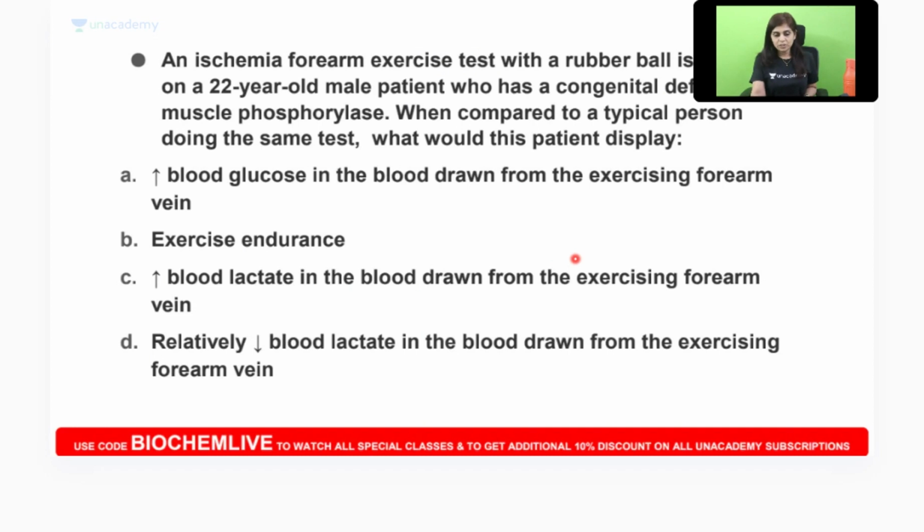Start discussing these MCQs one by one. So this is the first MCQ for today. I will read it for you and then I will raise a poll. Try to participate in the poll.